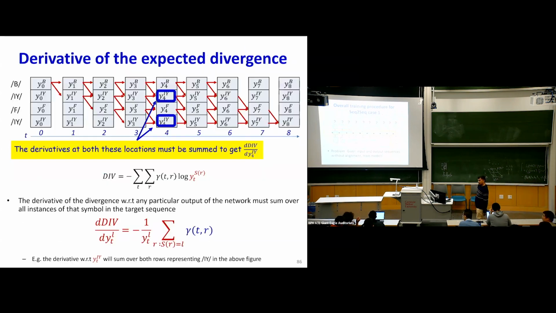One question. You would want to penalize a network if it's giving you a probability for symbols that should not occur there. Like in the first row, you should always have a B and not an E, F, and E again, right? So why should the derivative of the divergence there be 0? It should be some value to penalize the network.